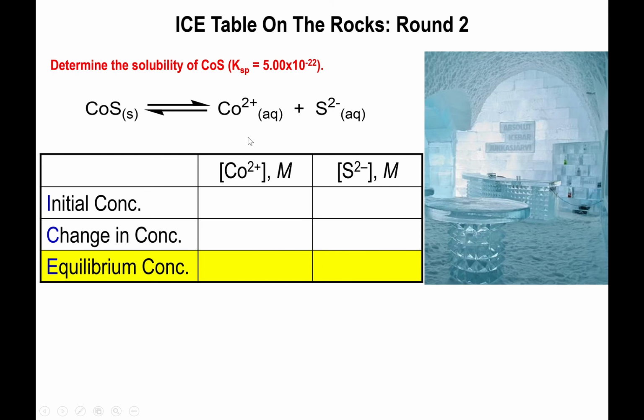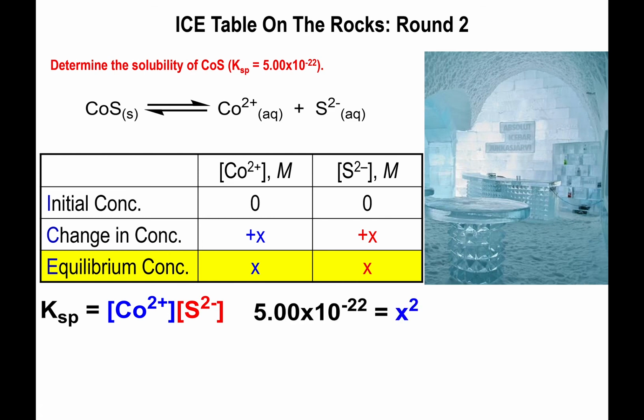We set up the ICE table. Initially, you have no concentration of either of those ions. The change is based on the balancing coefficient, 1 to 1 for both, so X and X. So the equilibrium concentration, which is the sum of the two rows, is going to be X for the two of them once again. And because the KSP is based on the products only, right, the reactants are solid, so you never even include it in the expression, you end up with the cobalt concentration to the first power times the sulfide concentration to the first power. And in this case, 5.0 times 10 to the negative 22nd has to equal X squared.